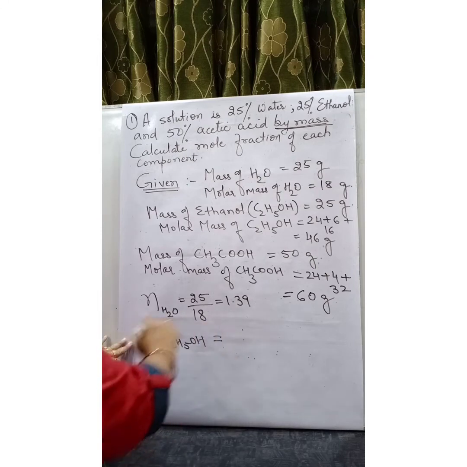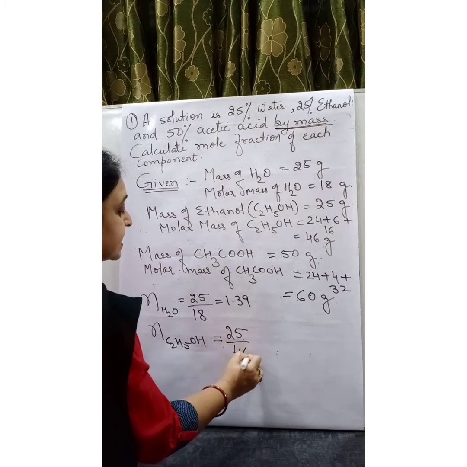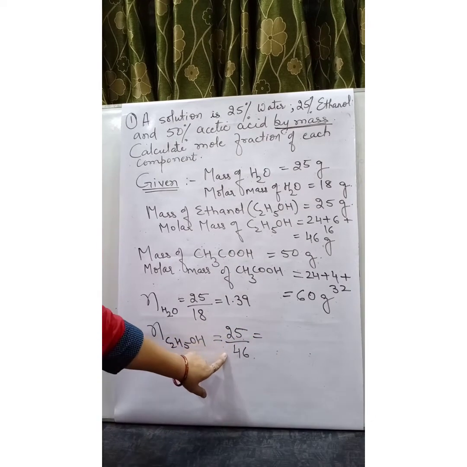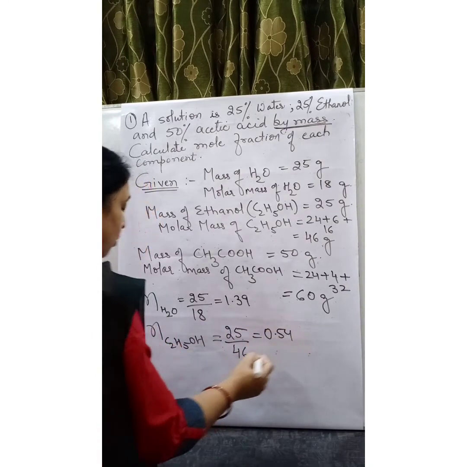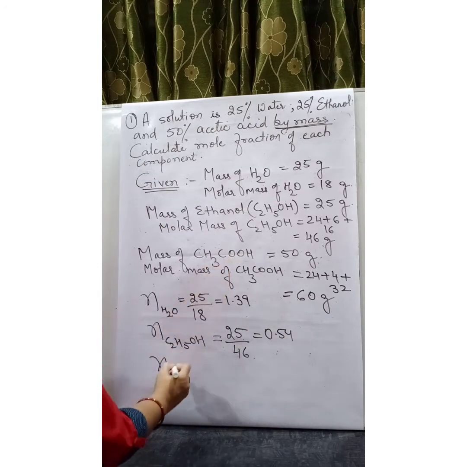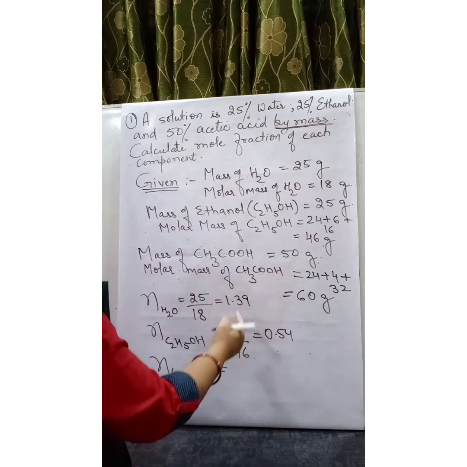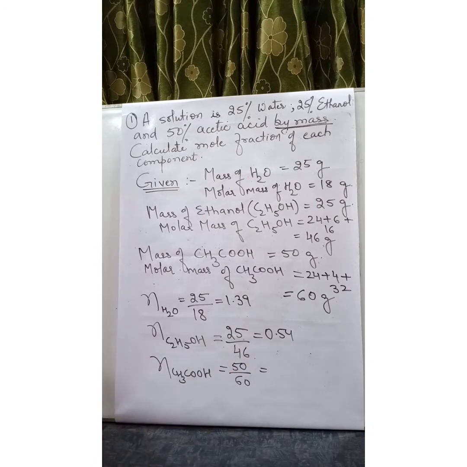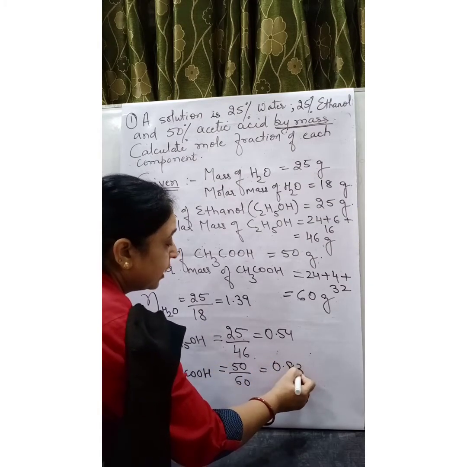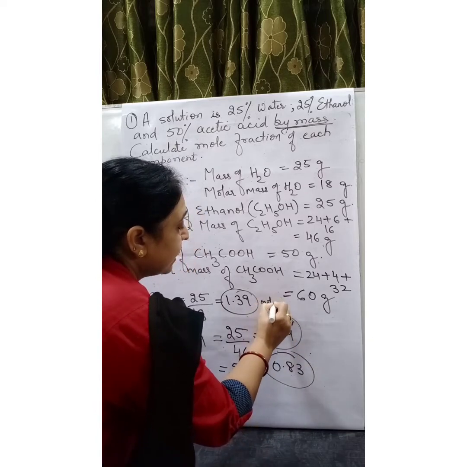C2H5OH is equal to, what is the given mass of ethanol? 25 upon 46. When you calculate, try calculating it till 2 places of decimal, 0.54. And number of moles of acetic acid, CH3COOH is equal to, how many? 50 divided by 60. When you calculate it, you get 0.83. So we are concerned with these number of moles. Moles are there as the unit.